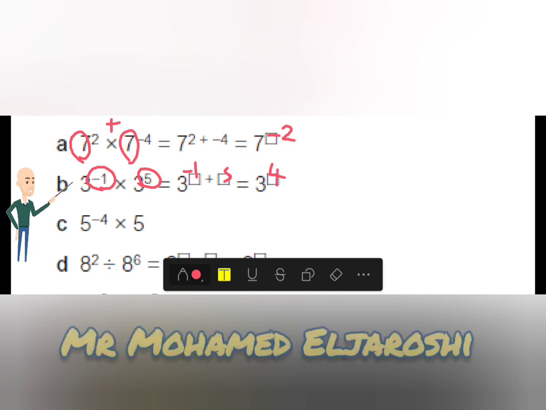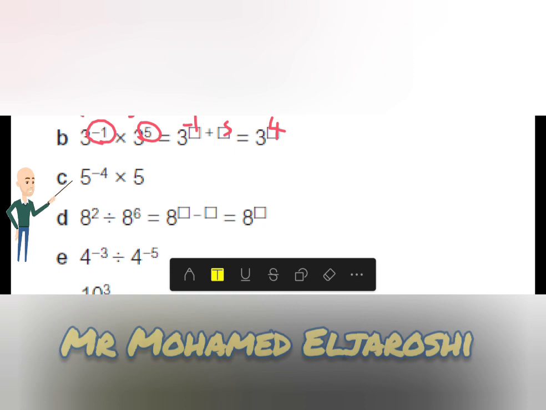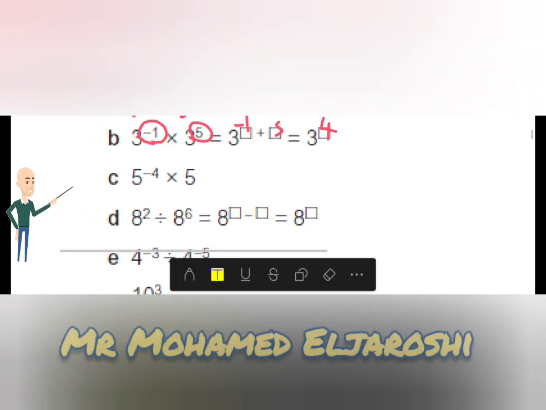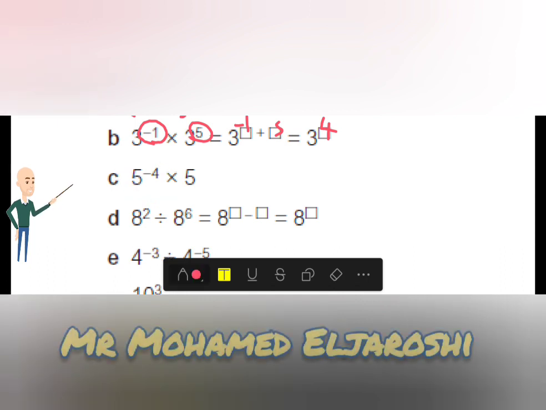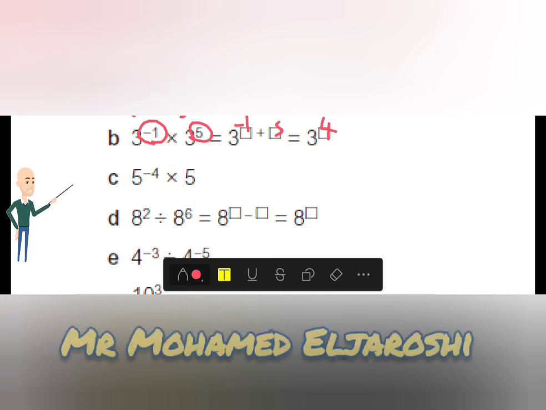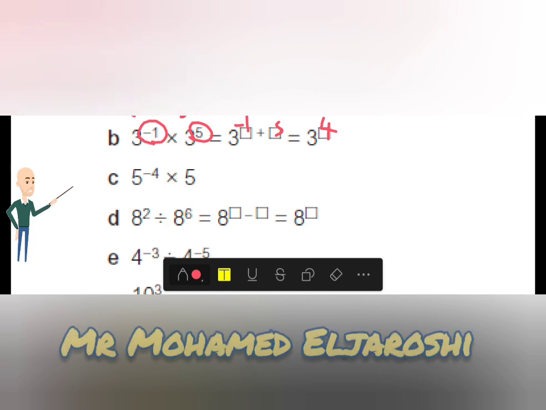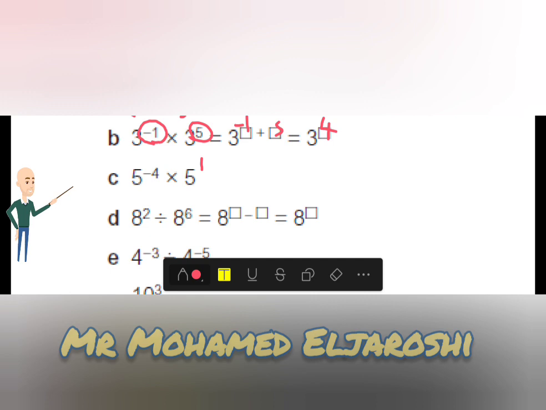Very good. Now let's take a look at C. 5 power of negative 4 multiplied by 5. Now we talked about this before. Any number that we don't write the power of, it means that the power is 1 all the time. Any number without a power, it means it's 1.